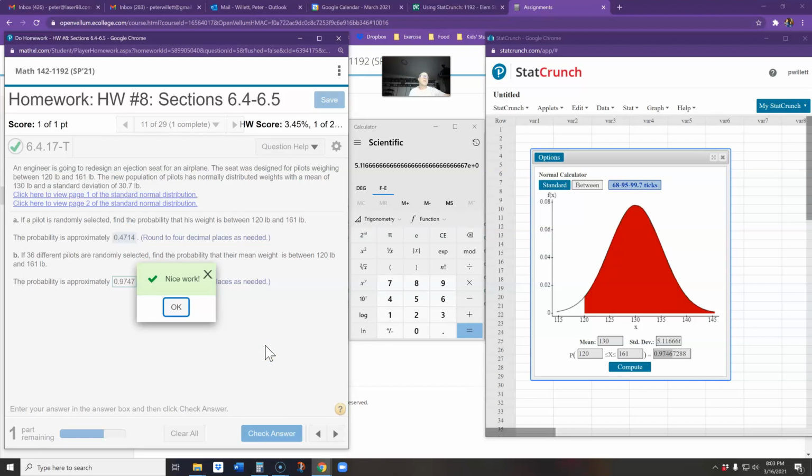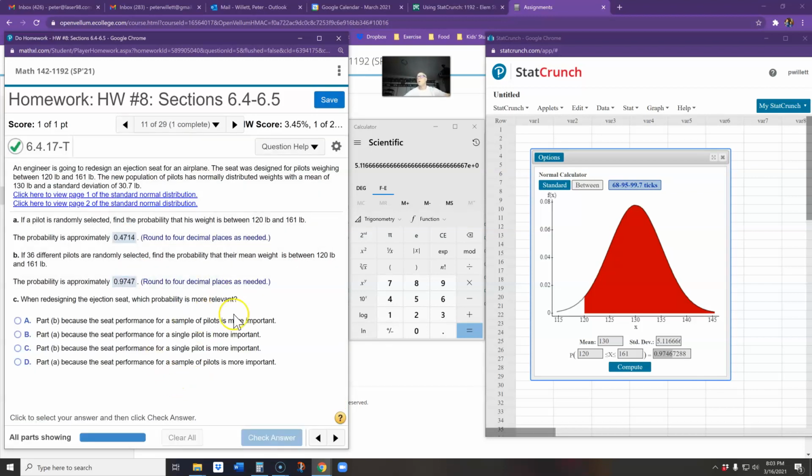So that's what the central limit theorem does for us. So in the last part, they want us to sort of put this together logically a little bit. So it says, when redesigning an ejection seat, which probability is more relevant? Well, an ejection seat is just going to hold one person. It's not going to hold 36 people that have some average value needing to be correct.